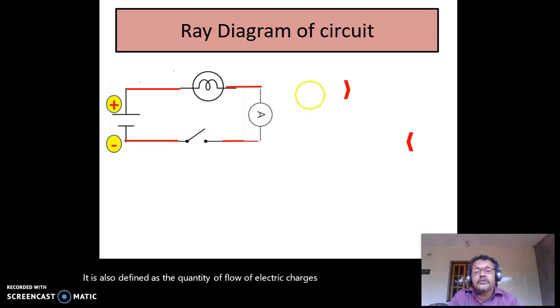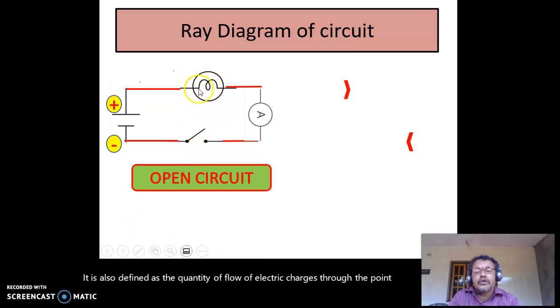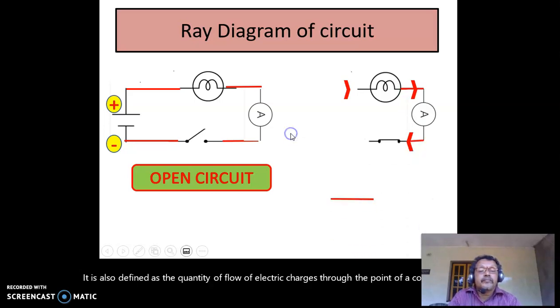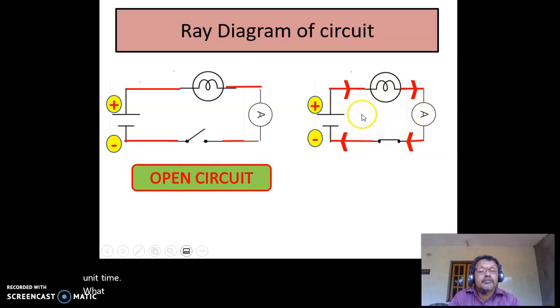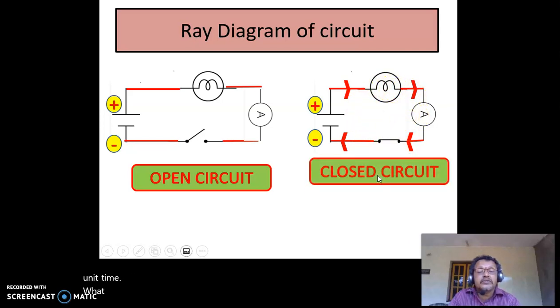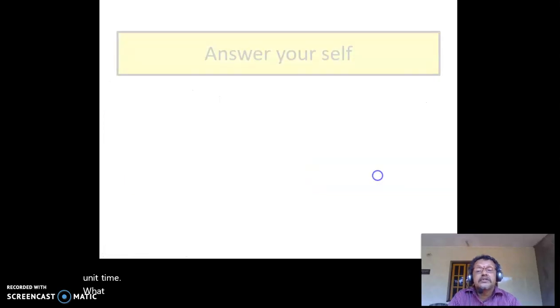This is called an open circuit because here you can observe that the switch is not closed, therefore current is not flowing. This is called an open circuit. Now if like this, this shows the flow of current because here the switch is closed, therefore this is a closed circuit and current is flowing. This is called a closed circuit. Okay, so this much is all.